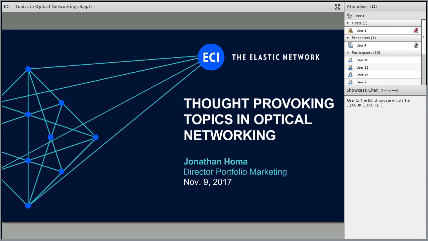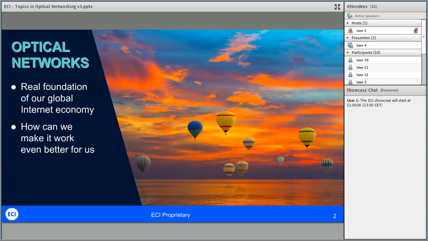Optical networking, of course, is extremely important in terms of being the foundation of our global internet economy. It provides what I call the basis for providing virtually free communications, certainly compared to what the situation was decades ago, and the fact that we can talk to anyone, anywhere, anytime, or download gobs of movies or play interactive games, again, virtually for free.